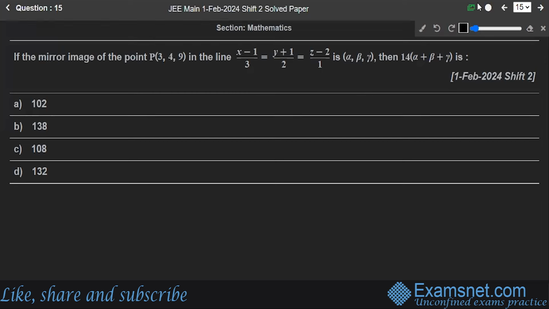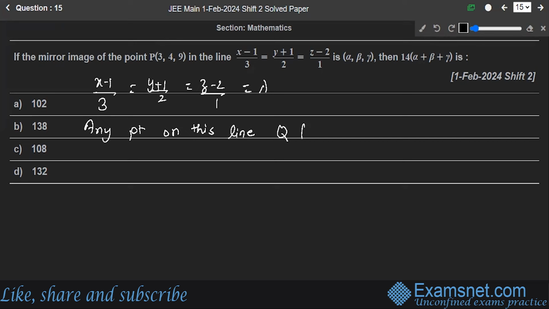Question number 15. If the mirror image of the point (3, 4, 9) on this line is (alpha, beta, gamma), then what is the value for this expression? You are having the line as (x minus 1) upon 3, (y plus 1) upon 2, (z minus 2) upon 1. Let's say that's equal to lambda. Now, any point on this line, let's say Q, is given by (3 lambda plus 1, 2 lambda minus 1, lambda plus 2).